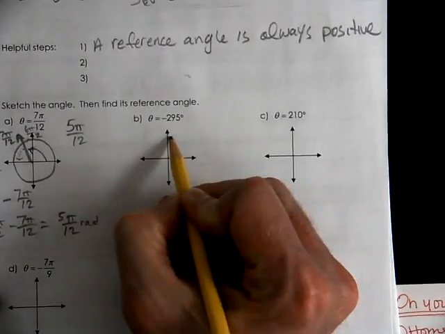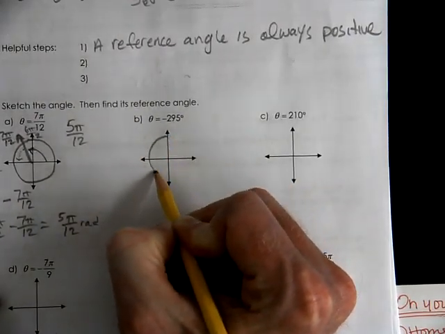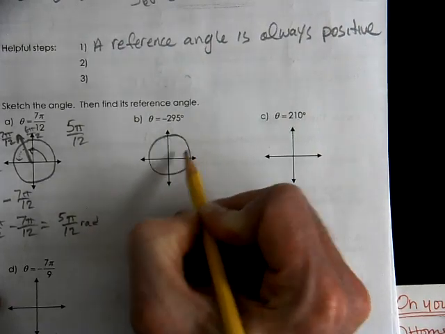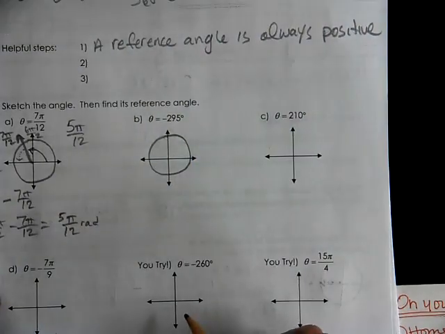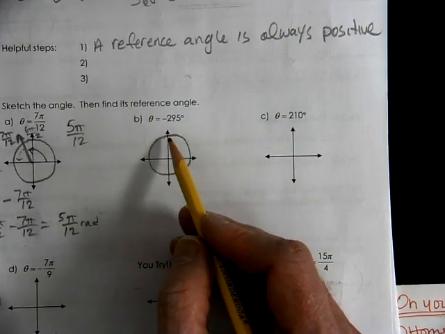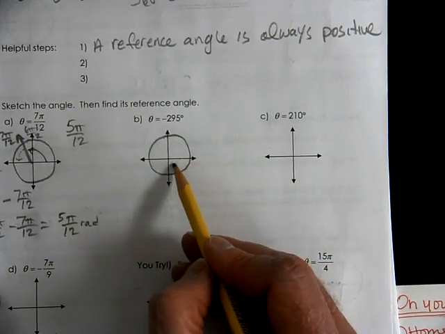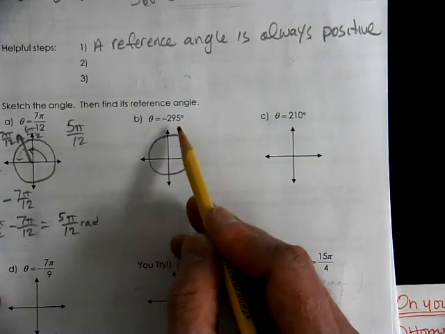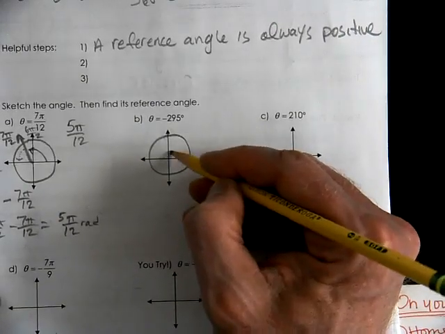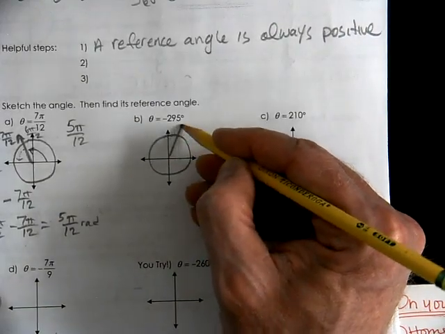Next, 295, and it's negative. 295 is obviously more than 270 by 25 degrees more.